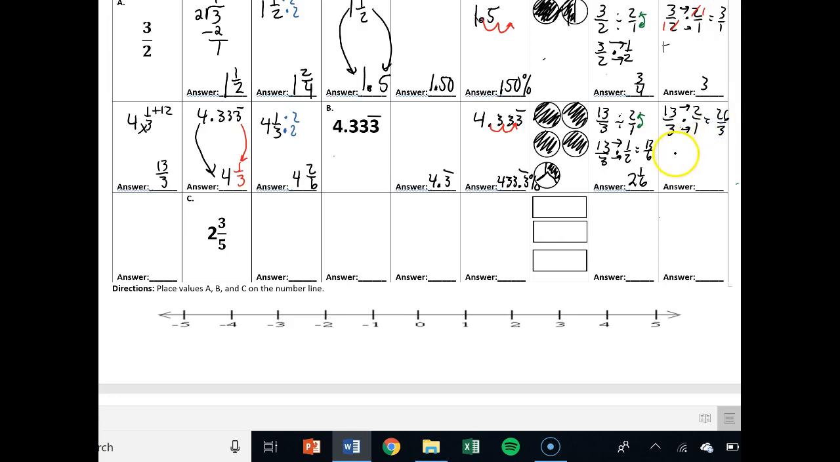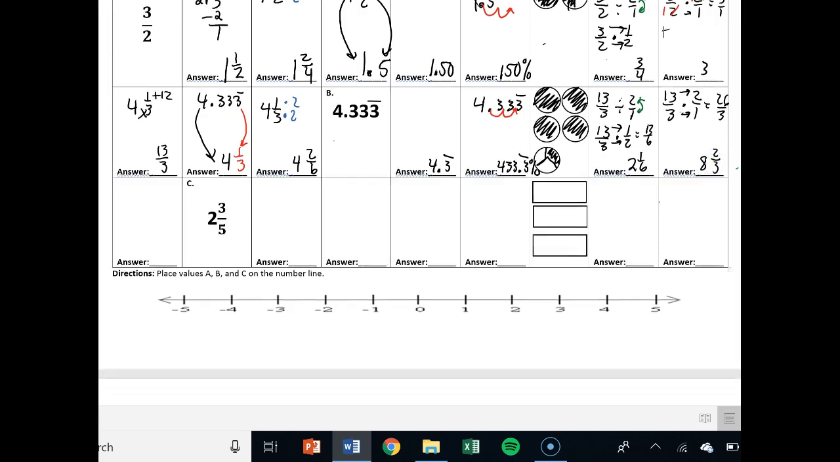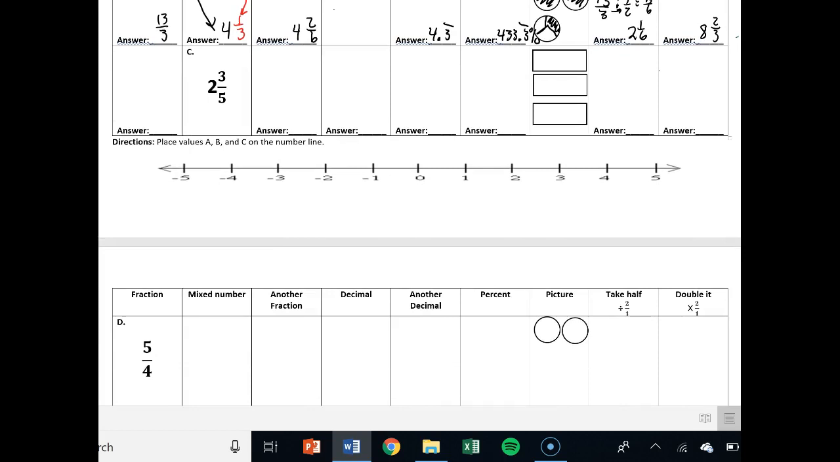And then you ask yourself, how many times does 3 go into 26? Well, it goes in there 8 times, because that's 24, with 2 left over, and so 8 2/3. Again, you could always double check that on your calculator. Right? And the last row, 2 3/5.